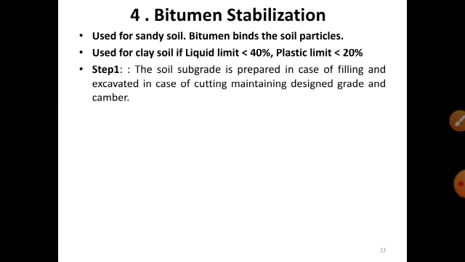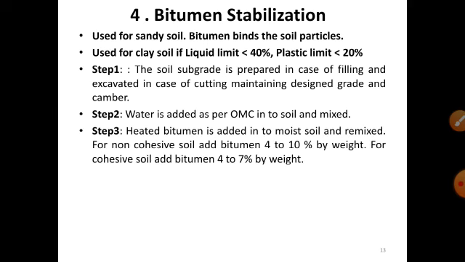First step, the soil subgrade is prepared in case of filling and excavated in case of cutting, maintaining designed grade and camber. Step 2, water is added as per optimum moisture content into soil and mixed. Step 3, heated bitumen is added into moist soil and remixed. For non-cohesive soil, add bitumen 4 to 10% by weight, and for cohesive soil, add bitumen 4 to 7% by weight.